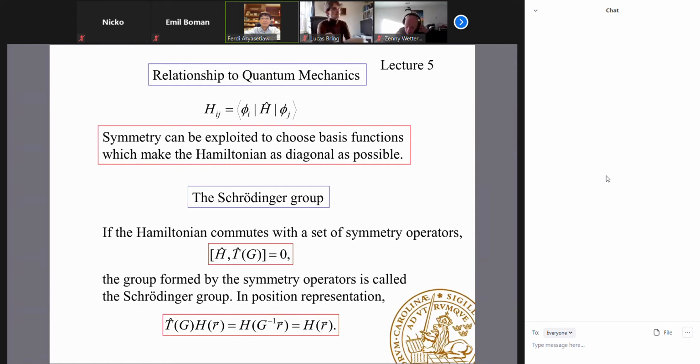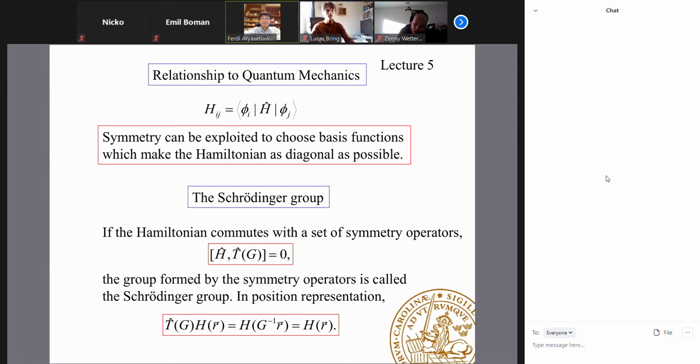One of the uses of group theory is to simplify calculations of matrix elements. And by classifying the basis functions according to the different irreducible representations, we can simplify a lot the calculations of matrix elements. So let's continue today with this relationship to quantum mechanics.